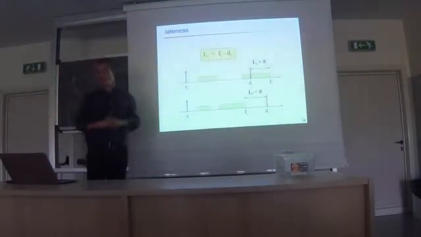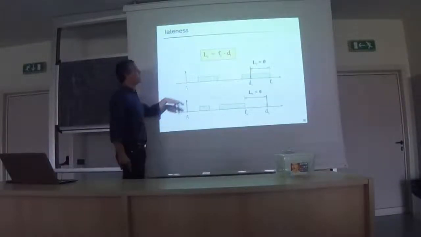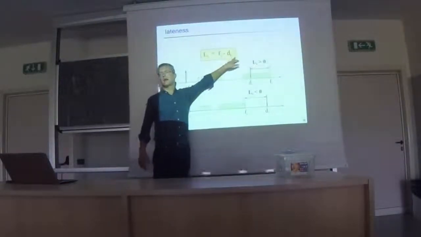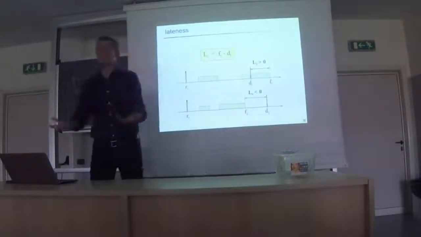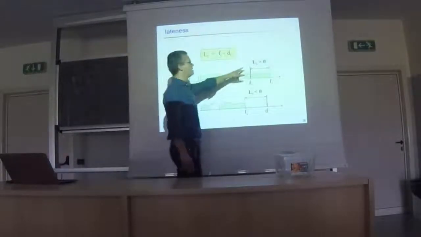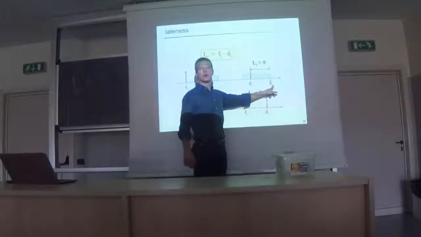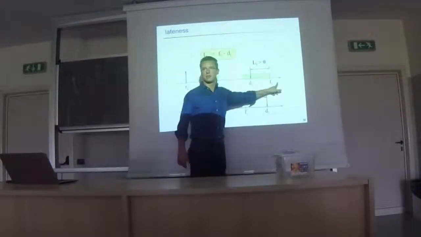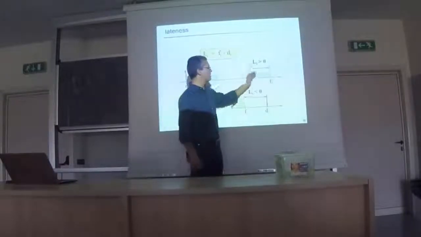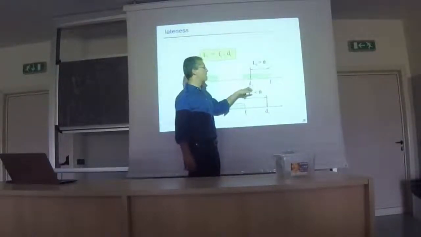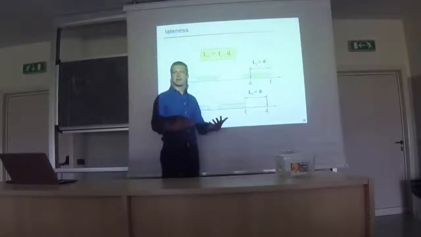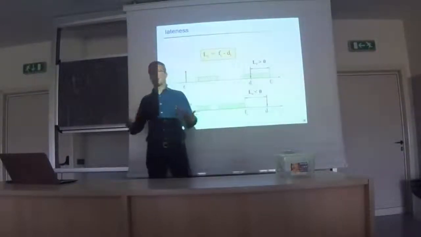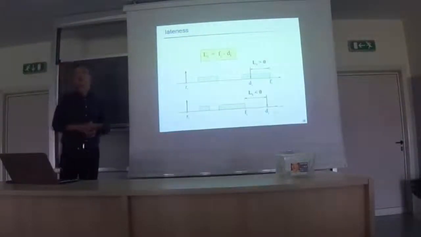Just to remind you, what is the lateness? Lateness is defined as the difference between finishing time and absolute deadline. Lateness measures how late a task is with respect to its deadline. Lateness is positive when the task finishes beyond its deadline, so Fi minus Di will be a positive value. The lateness is negative whenever the task has some slack, when it finishes before the deadline.